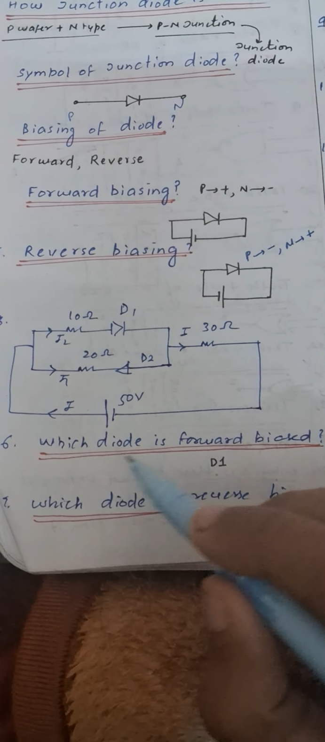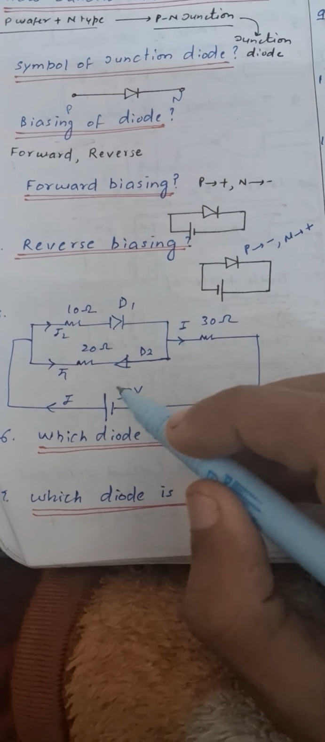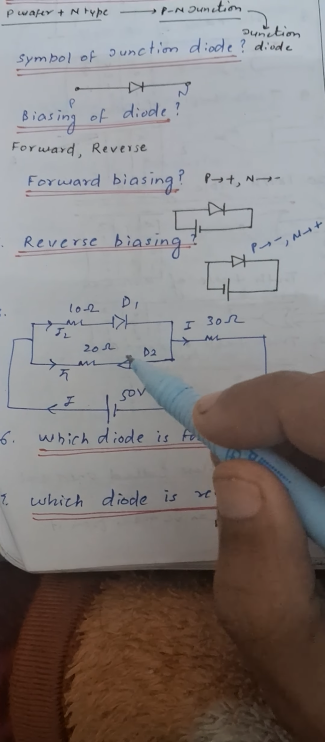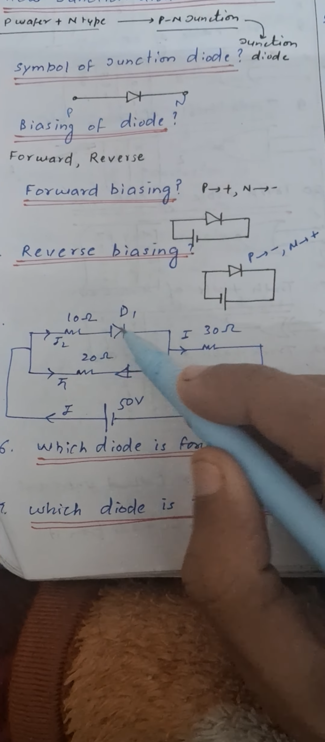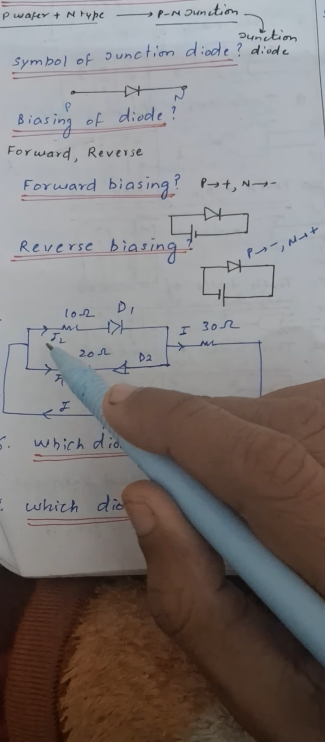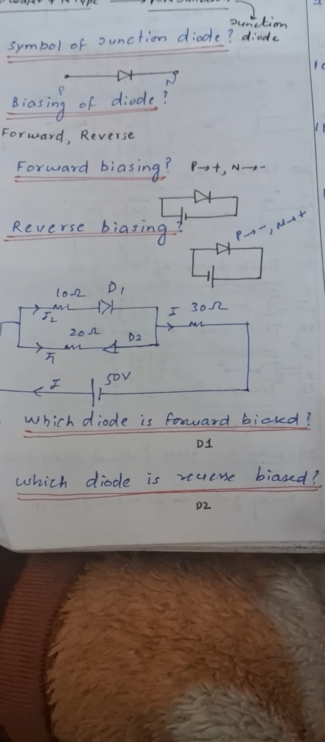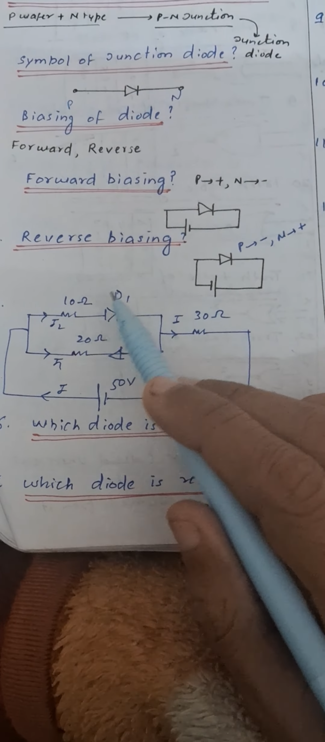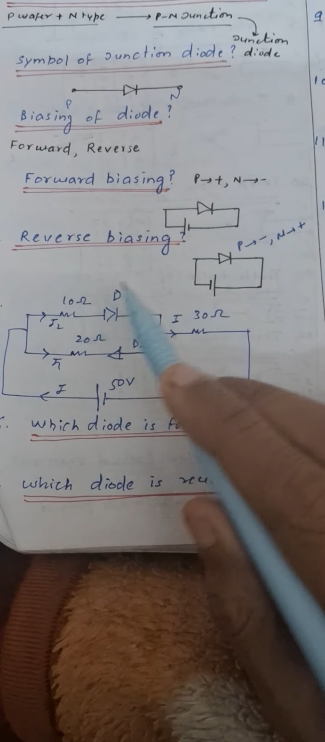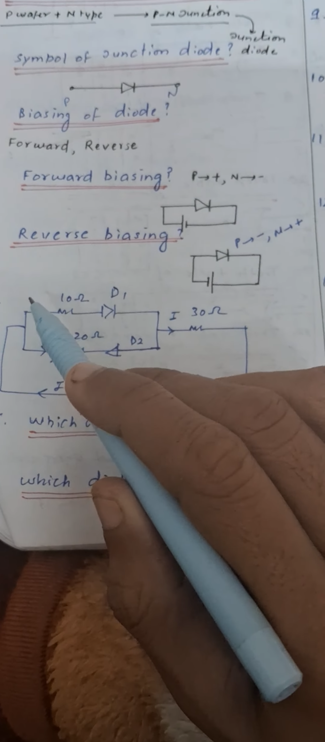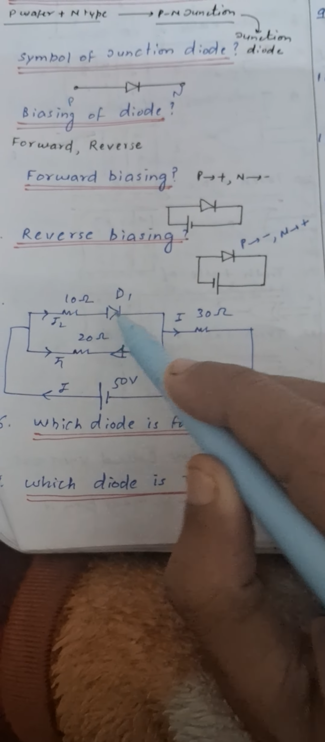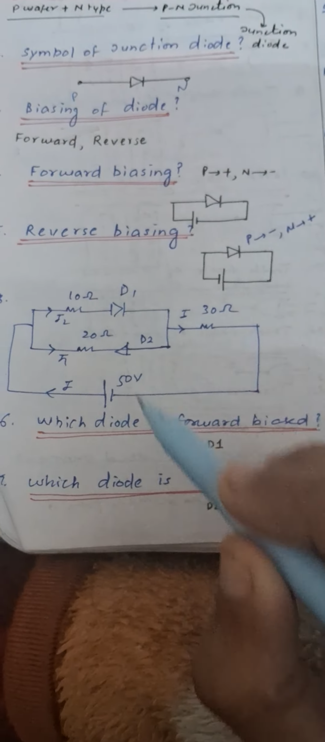Next, we are given a question comprising two diodes, D1 and D2. The question here is which diode is forward biased. The trick here is to make the current flow. If the direction of the arrow of the diode is in the direction of current, it is forward biased, while if it is reverse, then it is reverse biased. So we can see that D1 is forward biased, because the direction of flow of current is in the direction of the arrow indicated by the diode.